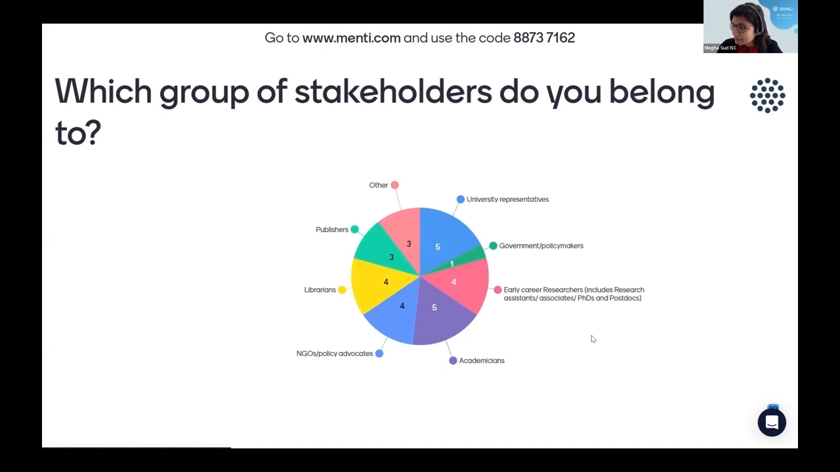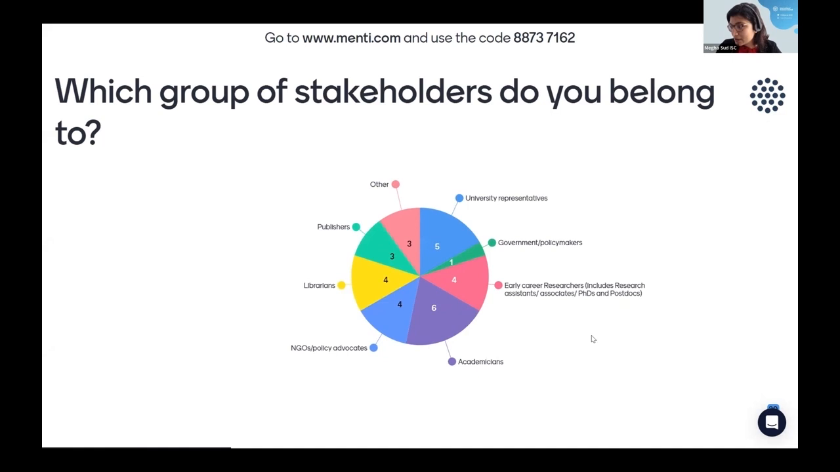All right, it seems like we've stopped getting responses. A lot of you are academicians. We have quite a few early career researchers, which is really good news because that's really one of the categories that we're trying to reach. A few NGO policy advocates, so we are part of that group, librarians, university representatives, and three people who have chosen others. So if you could drop in the comment section what category you belong to, that would be very helpful.